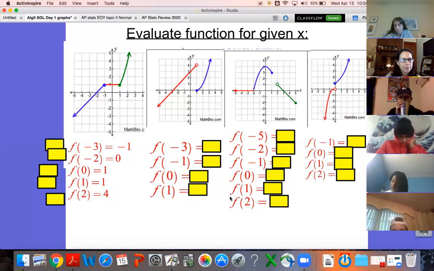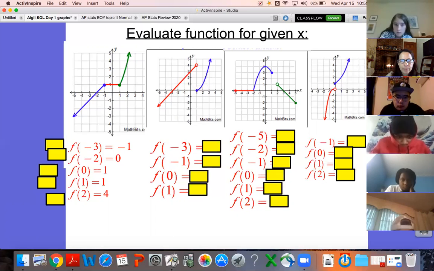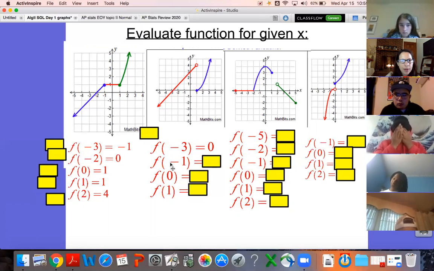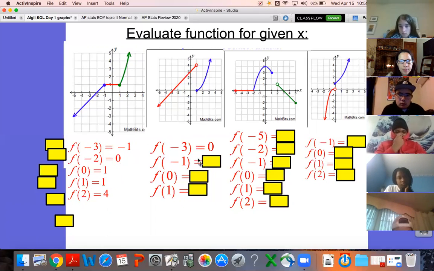Are you good? Okay, so in the chat room, everybody chat, what is f of -3 on this graph? Yep, here's -3, and the y value for this point is 0. How about f of -1? What's the y value for that point? Yep.